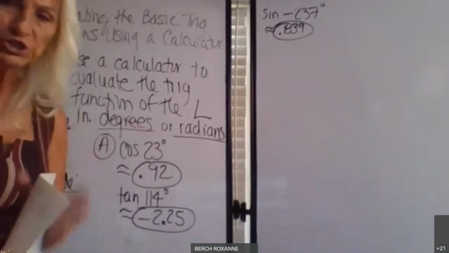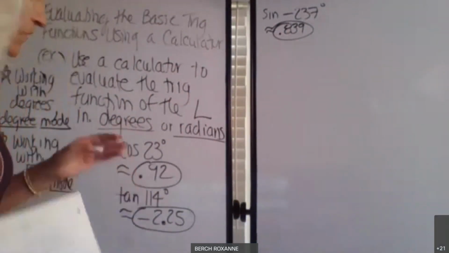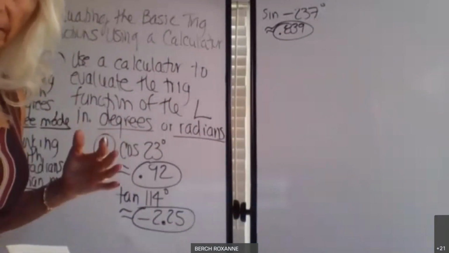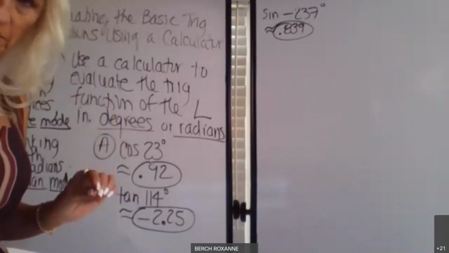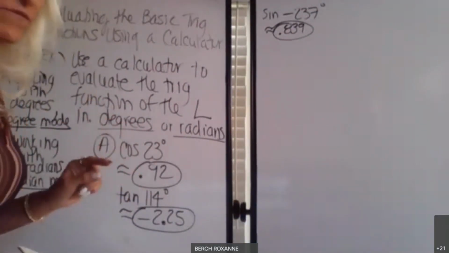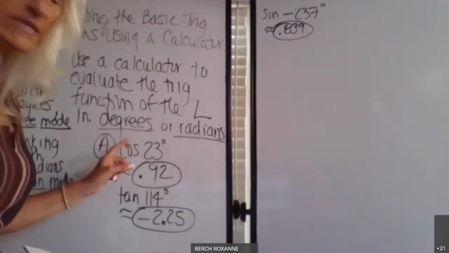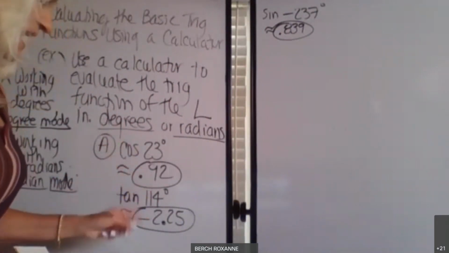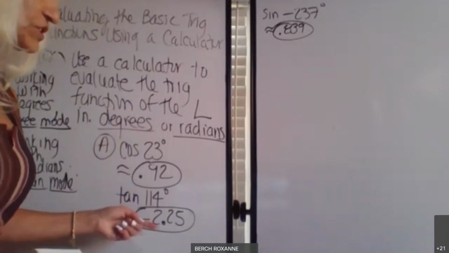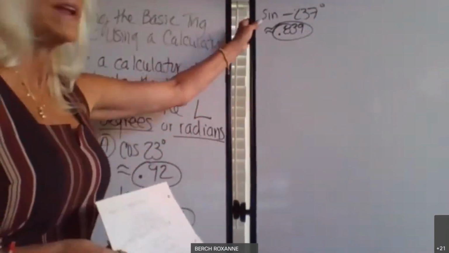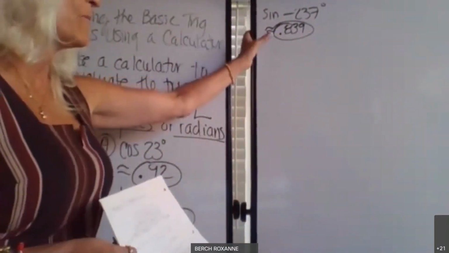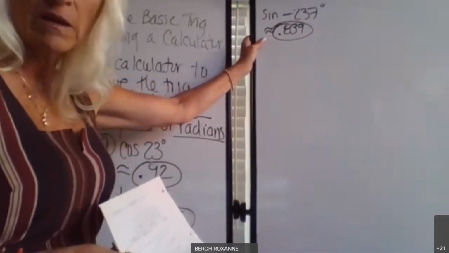Okay, now remember what you're doing here. These are the angles. And what you're doing is you're finding the x coordinate. It's about 0.9. The tangent, y over x, is about negative 2. And the y coordinate of the angle for the point is about 0.8.